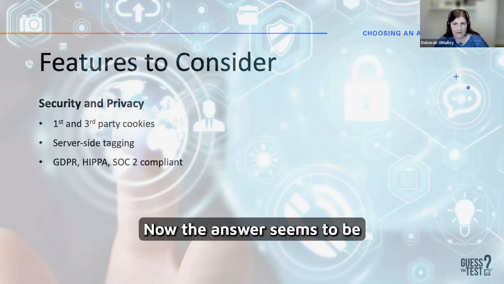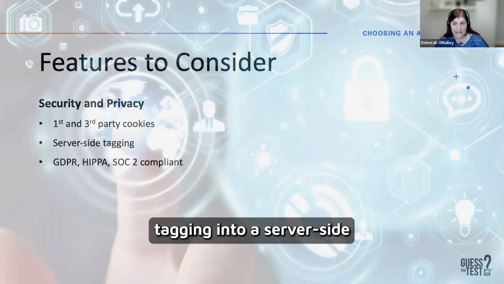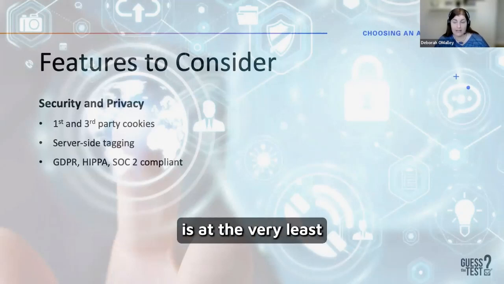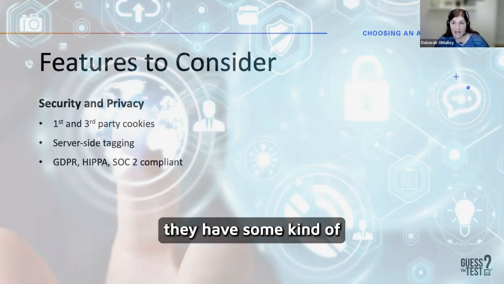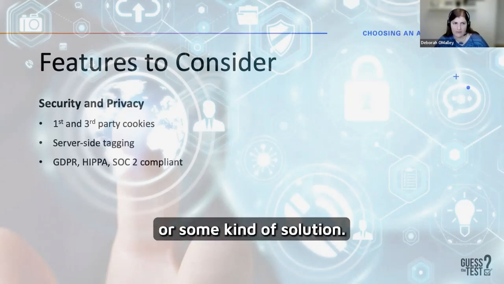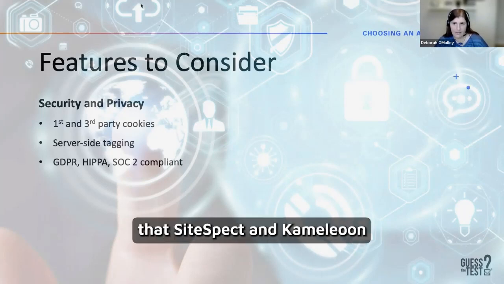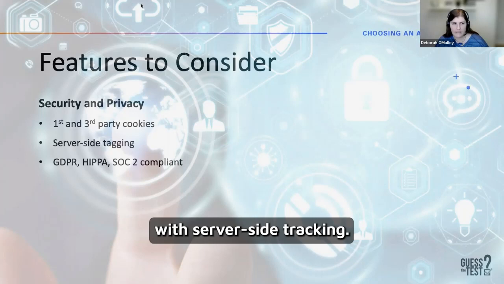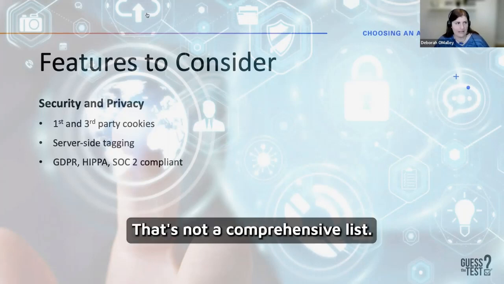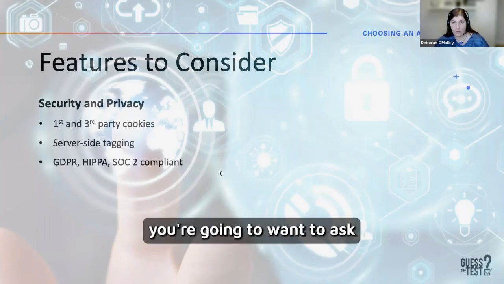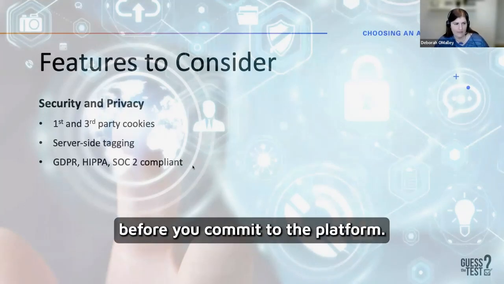Now, the answer seems to be in server-side tagging or server-side tracking capabilities. So you want to make sure that the platform that you're using is at the very least thinking about server-side tagging or tracking. Ideally, they have some kind of alternative in place or some kind of solution. I happen to know offhand that SiteSpec and Chameleon are very progressive with server-side tracking. That's not a comprehensive list. If you're comparing VWO and Convert, that's definitely a question you're going to want to ask before you commit to the platform.